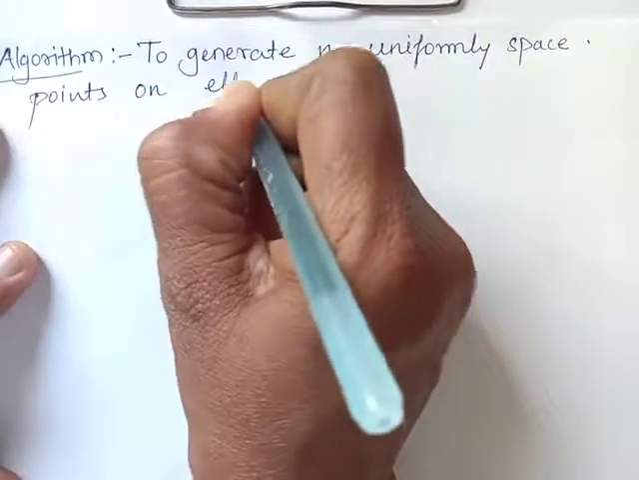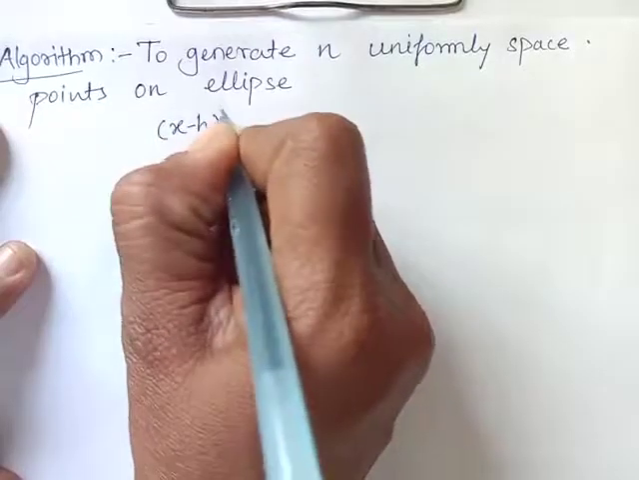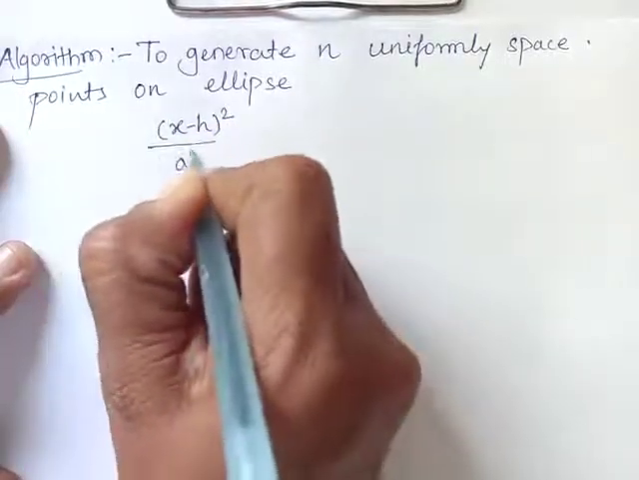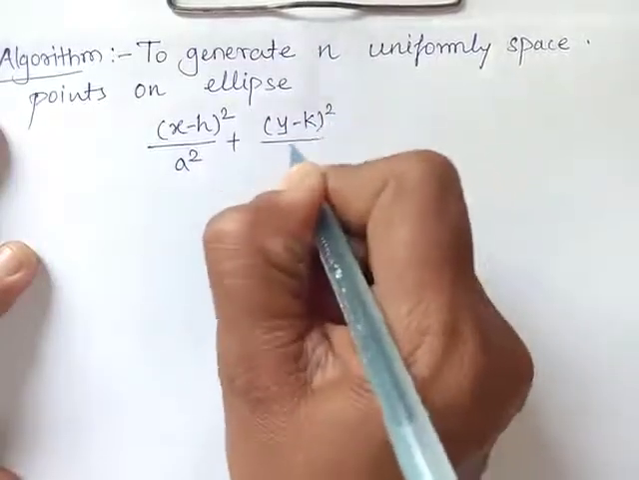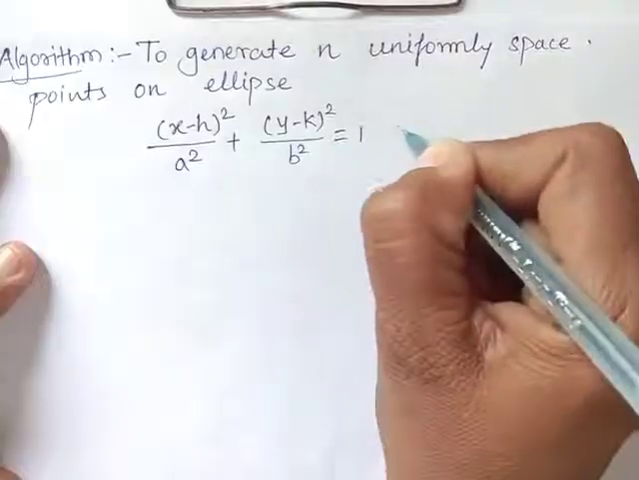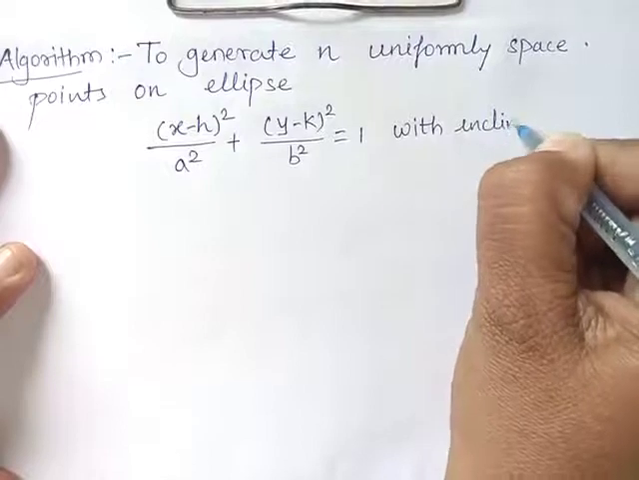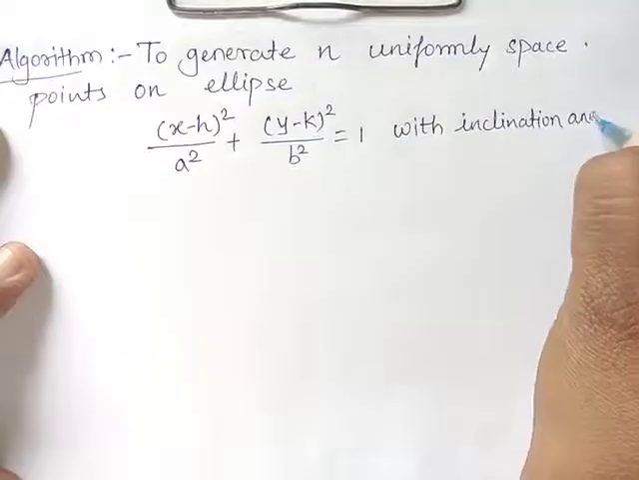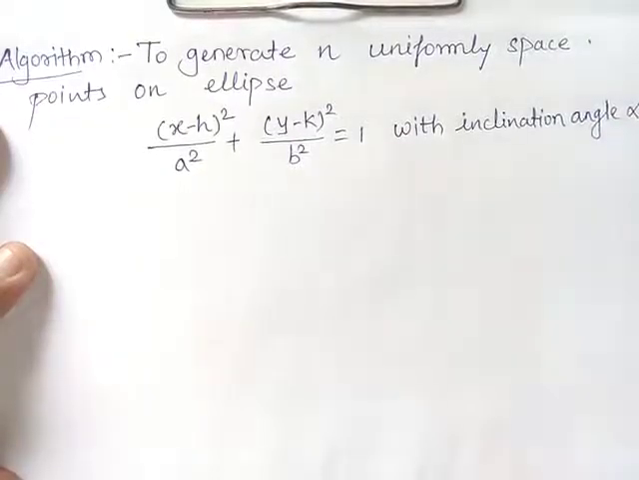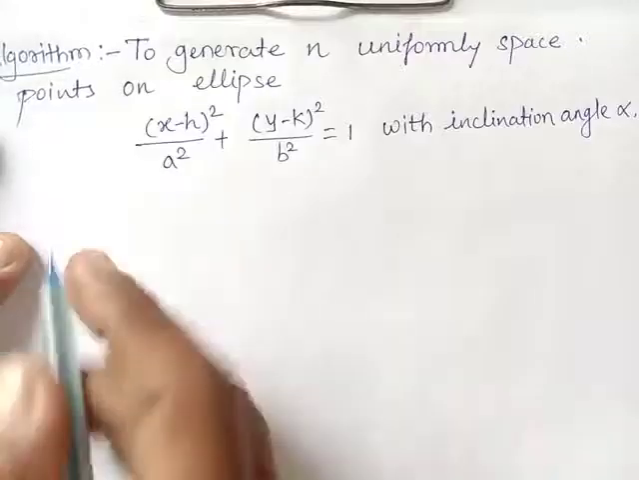on an ellipse. Which ellipse? The ellipse is given to us: (x minus h) whole square upon a square plus (y minus k) whole square upon b square is equal to 1, with inclination angle alpha. The inclination angle alpha is given to us. Okay, so now let's write the algorithm for this.